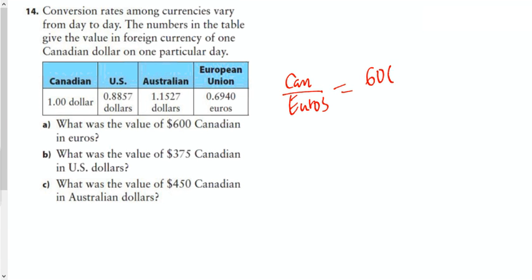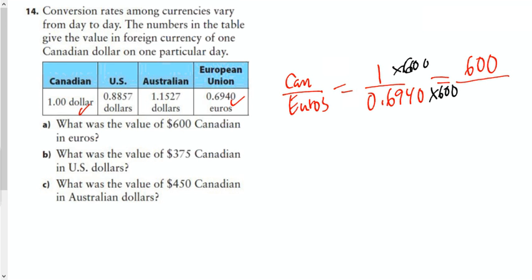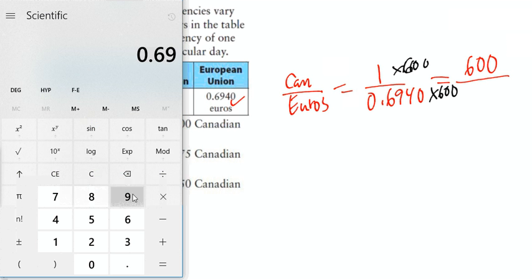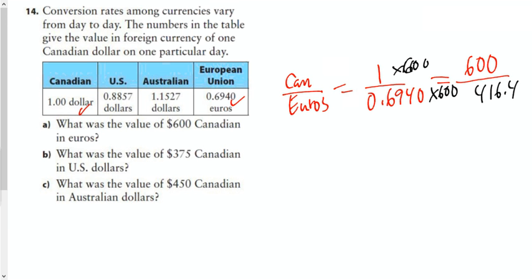So since I'm setting up Canadian dollars to euros, one Canadian dollar is equivalent to 0.6940 euros, right? That's the ratio of Canadian dollars to European Union currency. So $600 Canadian is equal to how much in euros? What I'm really doing here is a proportion. I multiplied this by 600 to get 600, so I'm going to multiply this by 600. And when I take that decimal 0.694 and multiply it by 600, it tells me that $600 Canadian would be 416.4 euros.